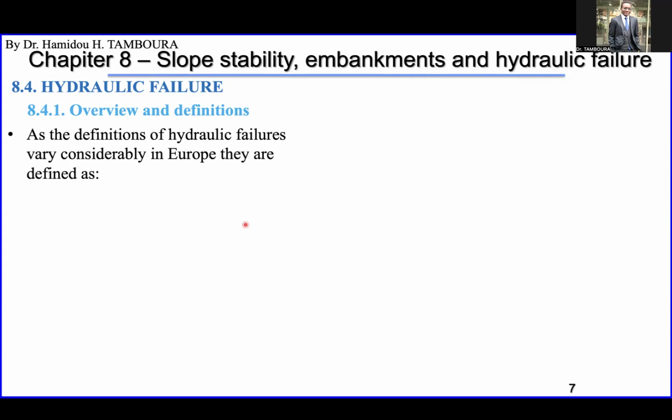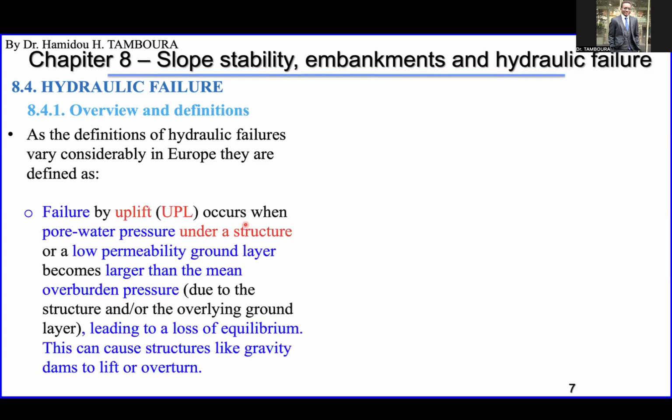So the hydraulic failures, according to Eurocode, these are the definitions. First, the uplift failure. Uplift is just pushing up, okay. So this failure happens when pore water pressure under the structure, under the dam, for example, or sometimes a low permeability ground layer, becomes larger than the mean overburden pressure.